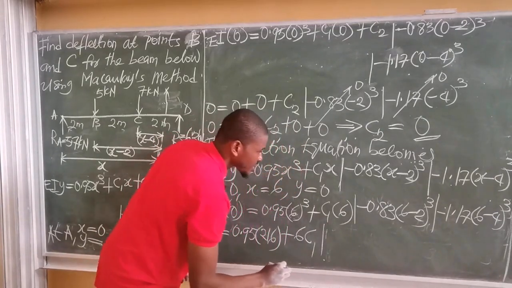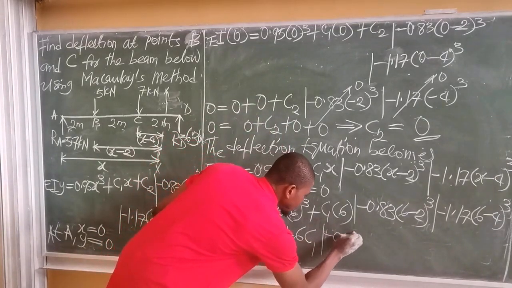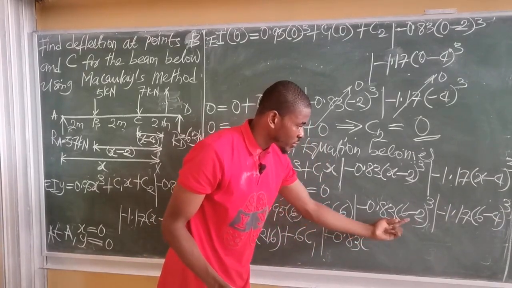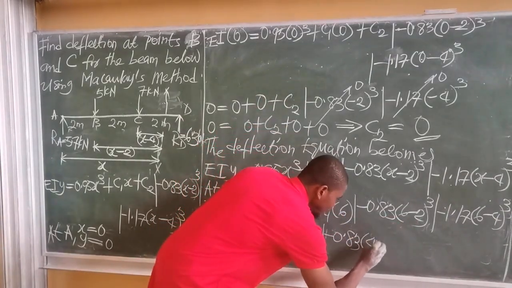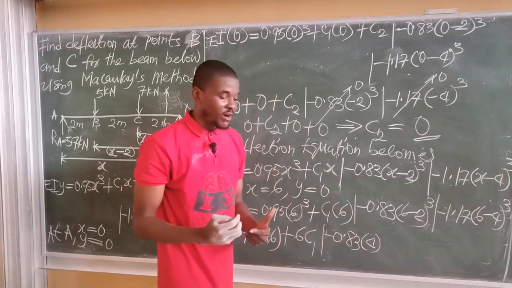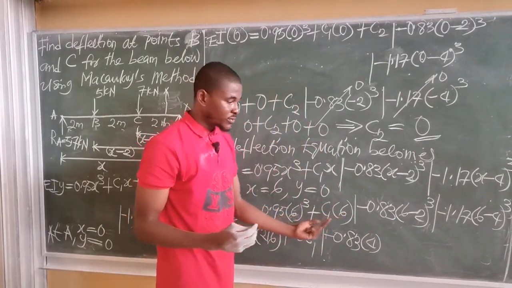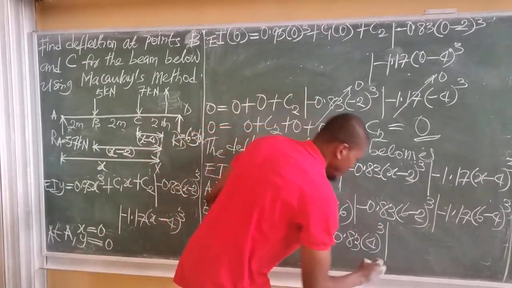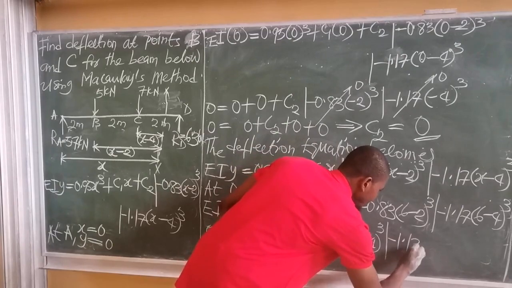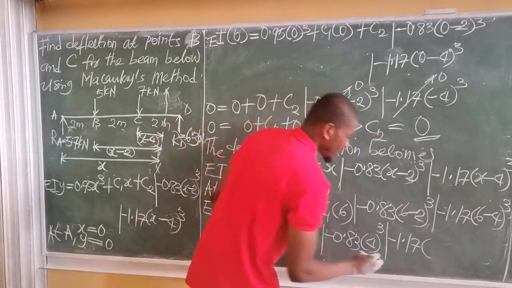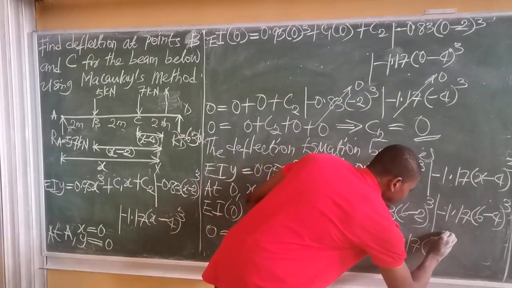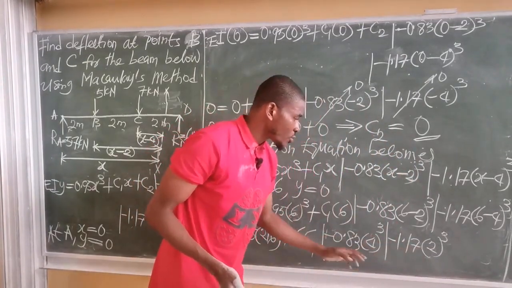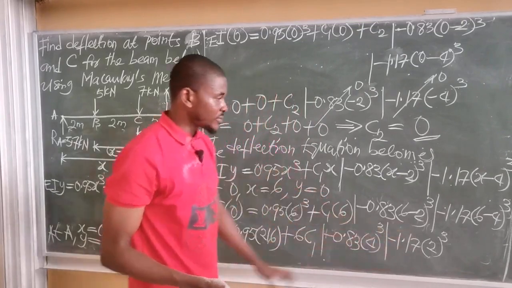Put down your Macaulay's brackets. I have minus 0.83 into 6 minus 2, which is 4. See that in the Macaulay's bracket now we have a positive value, so this cannot be termed as 0. So raised to the power of 3. Next thing here, minus 1.17 into 6 minus 4, that is 2, to the power of 3. Again, we have a positive value inside the bracket, so this cannot be termed as 0.